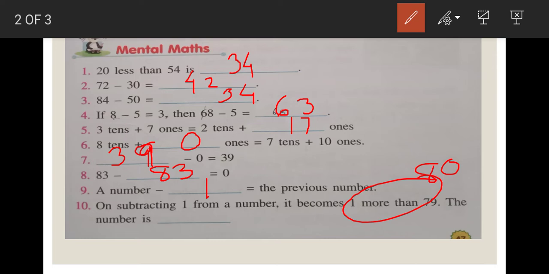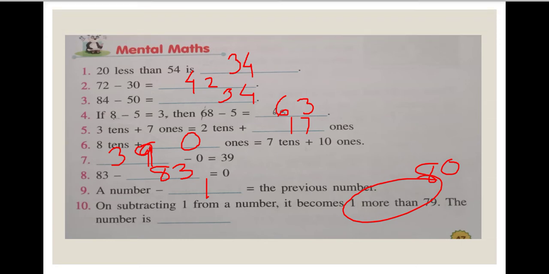Now on subtracting 1 from a number, when you subtract 1 from a number, you get this 80. So what could that number be? Do you think it will be 80? No, it will not be 80. On subtracting 1 from a number, what is that number? We don't know, so we have to work it out. It becomes 1 more than 79, but we know 1 more than 79 is 80.